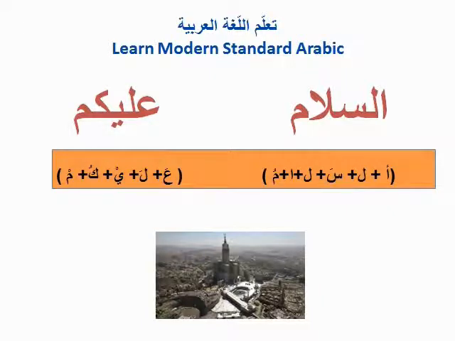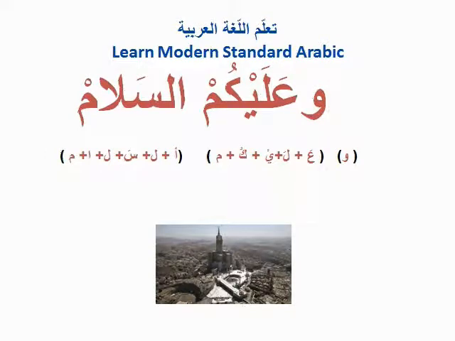The same procedure goes with the word Alaykum. This word is composed of 5 letters, and they are as follows: Ain, Lam, Ya, Kaf, Mim. A, La, Ya, Ka, Mim. So those letters all together make a meaningful word. It is alaykum.